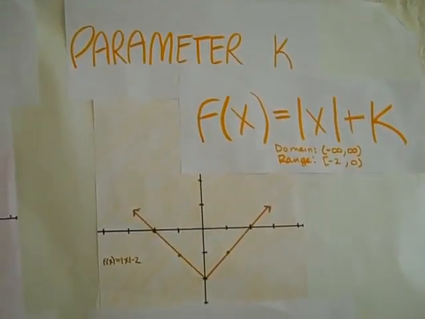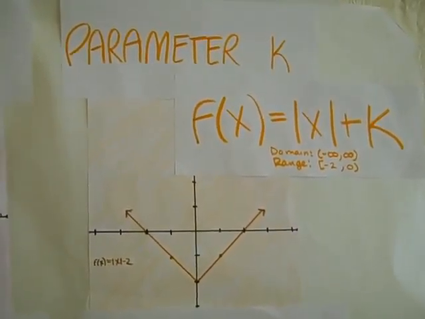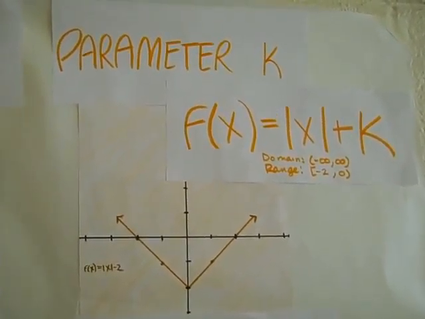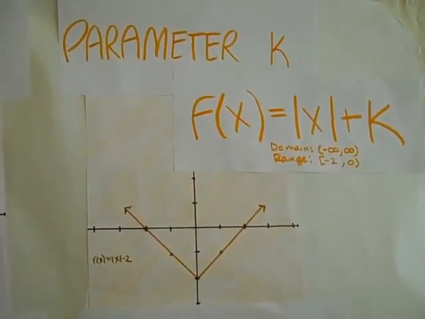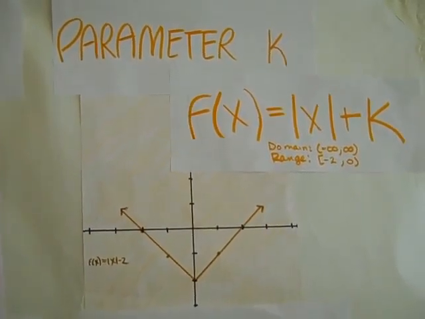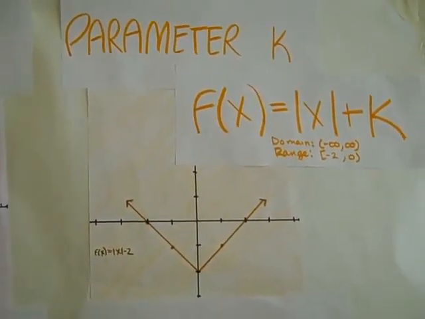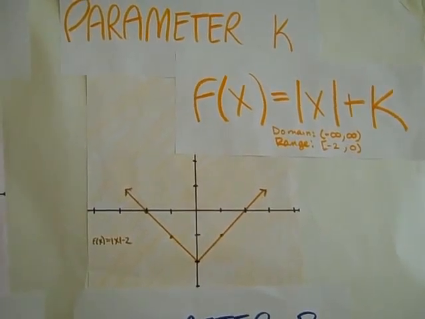For the graph of parameter k, the equation is f of x equals the absolute value of x plus k. If k is greater than 0, then the graph will shift up. If k is less than 0, the graph shifts down, and if k equals 0, there is no effect on the graph.